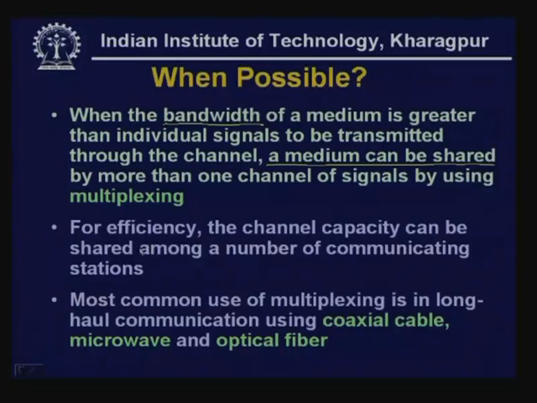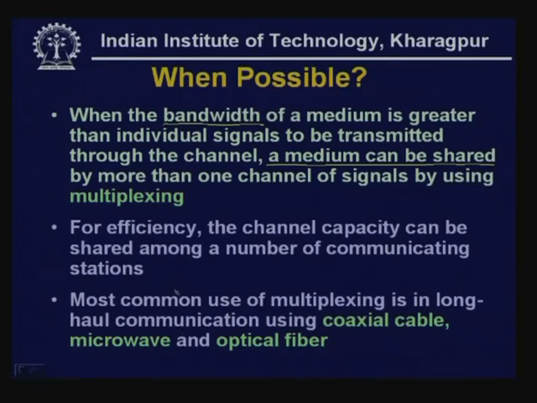That means we are trying to share the bandwidth of a channel by a number of users. Just like in a city, the water comes through a bigger pipe and that water gets distributed through narrower pipes to individual residences. It is somewhat like that. And for efficiency, the channel capacity can be shared among a number of communicating stations. That means this also increases the efficiency of communication of the transmission media.